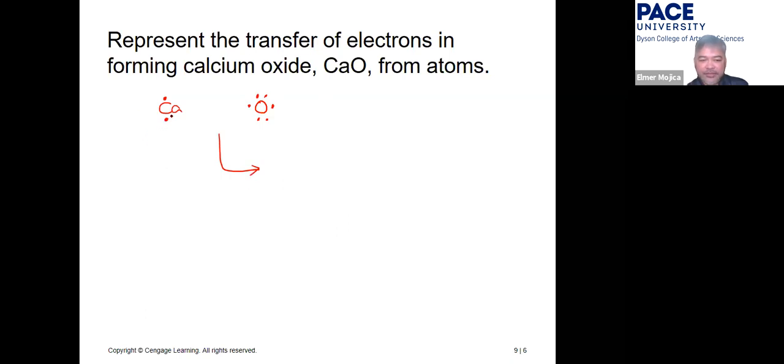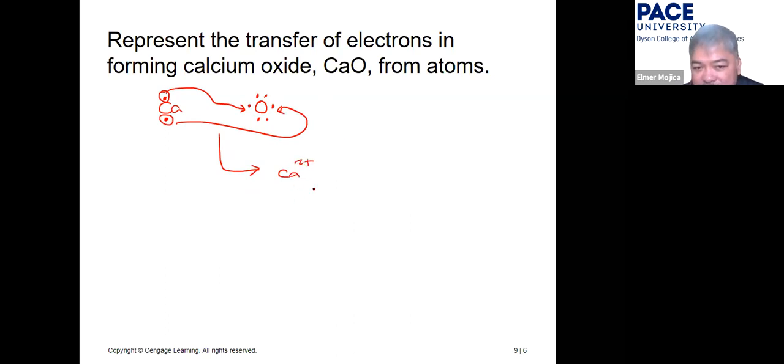So what happened? You're going to lose this electron. So that goes there, and that goes on this side. So what happened to your calcium? After you lost 2 electrons, it becomes positively charged. Okay? And on the other hand, your oxygen gains 2 electrons.